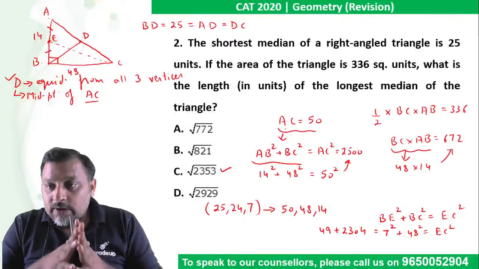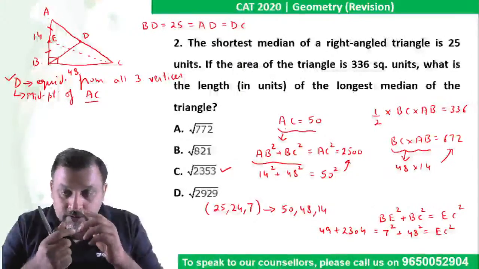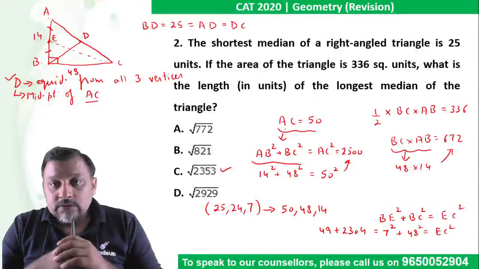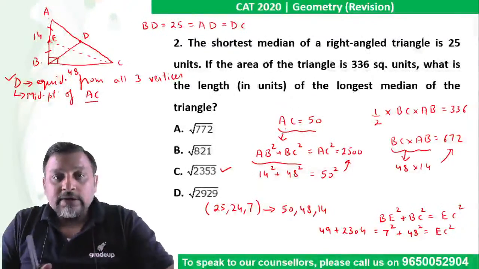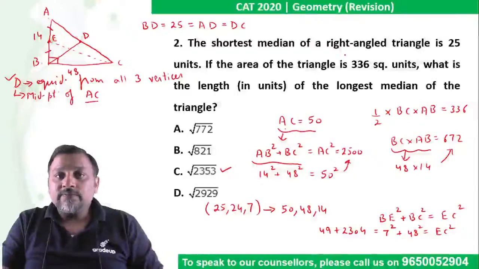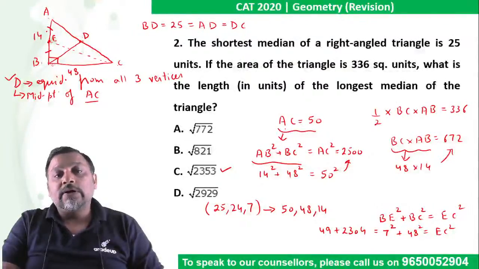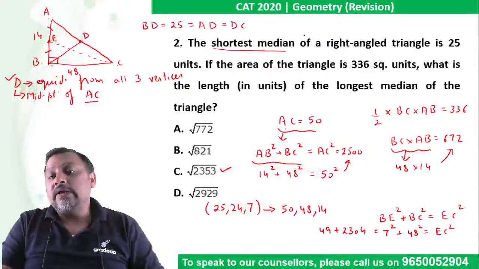Manoj asks, is the property for all medians or only the shortest? See Manoj, it is valid in the case of a right angle triangle. The midpoint of the hypotenuse of a right angle triangle, if I draw this median, is equidistant from the three vertices. This is valid for a right angle triangle, and the shortest median is to the longest side.